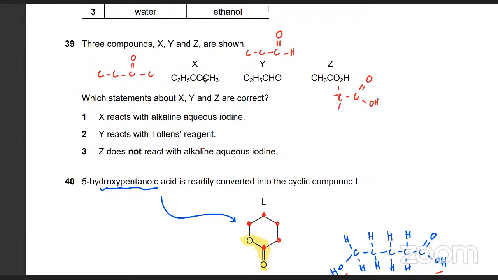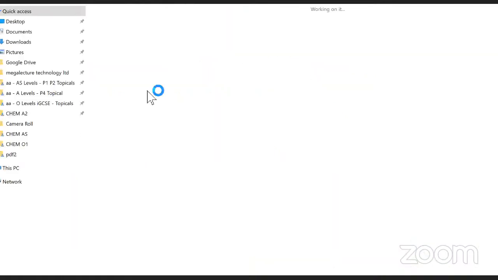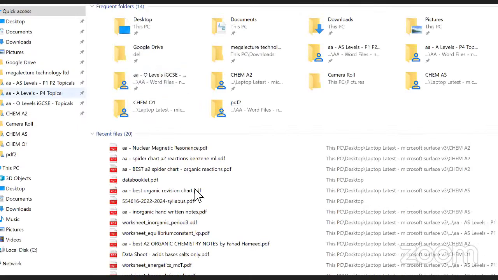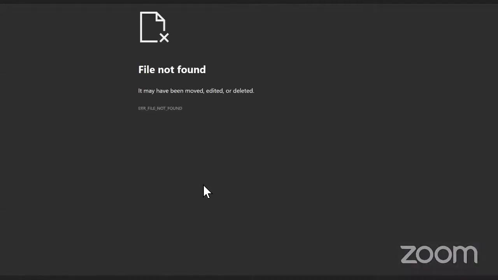This will have 3 H's. This one will have 2 H's, 3 H's, 3 H's with this, 2 H's, 3 H's. Anyways, X reacts with alkaline aqueous iodine. So the question is, what is alkaline aqueous iodine? Let me open the organic chart. This one: iodoform test, alkaline aqueous iodine.